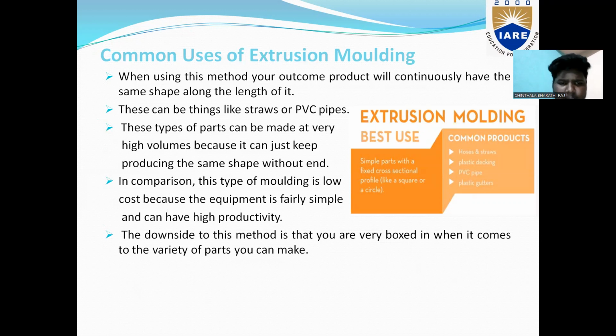This type of molding is low cost because the equipment is fairly simple and can have high productivity. The downside to this method is that you are very boxed in when it comes to the variety of parts you can make. Extrusion molding's best uses are simple parts with a fixed cross-sectional profile like a square or circle. Common products are pipes, plastic decking, PVC pipes, plastic gutters.